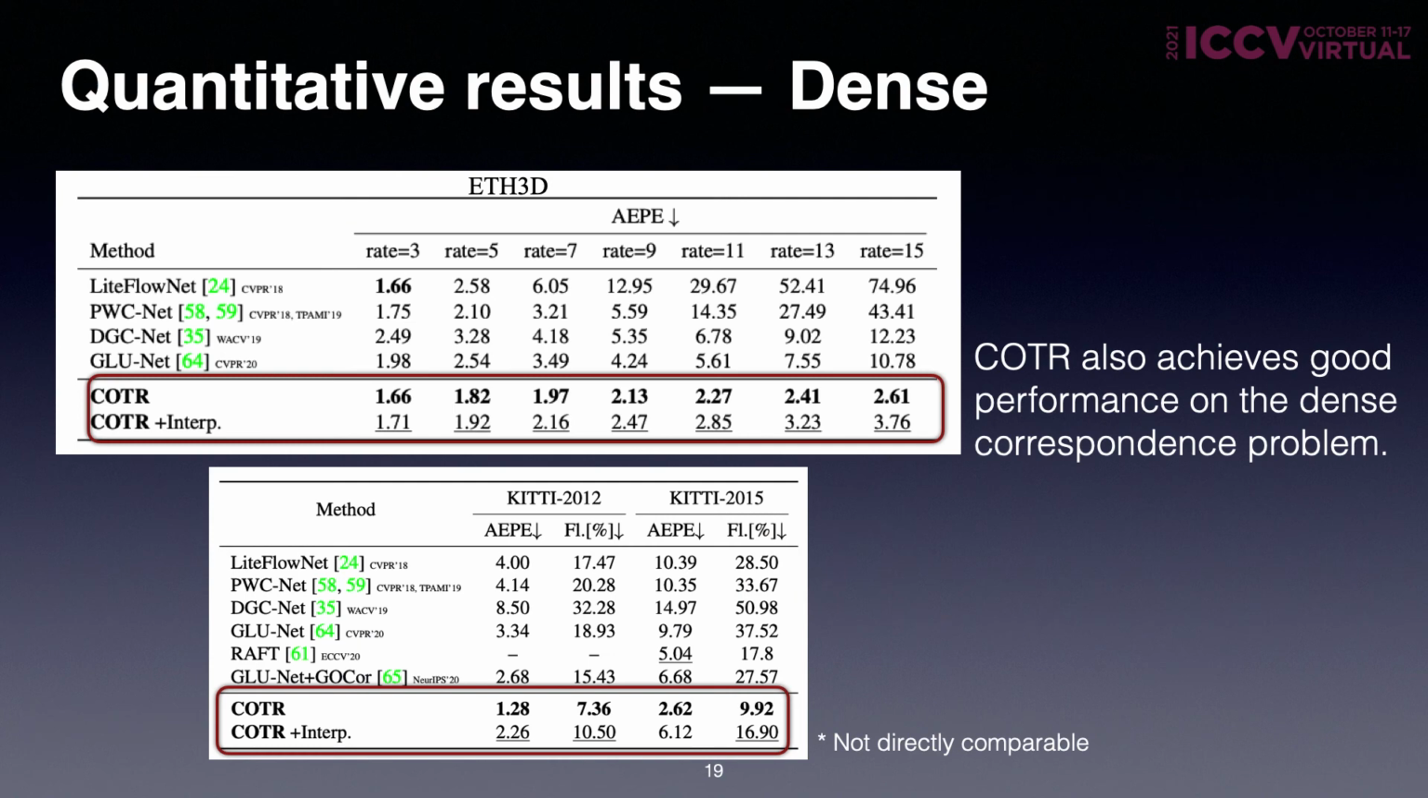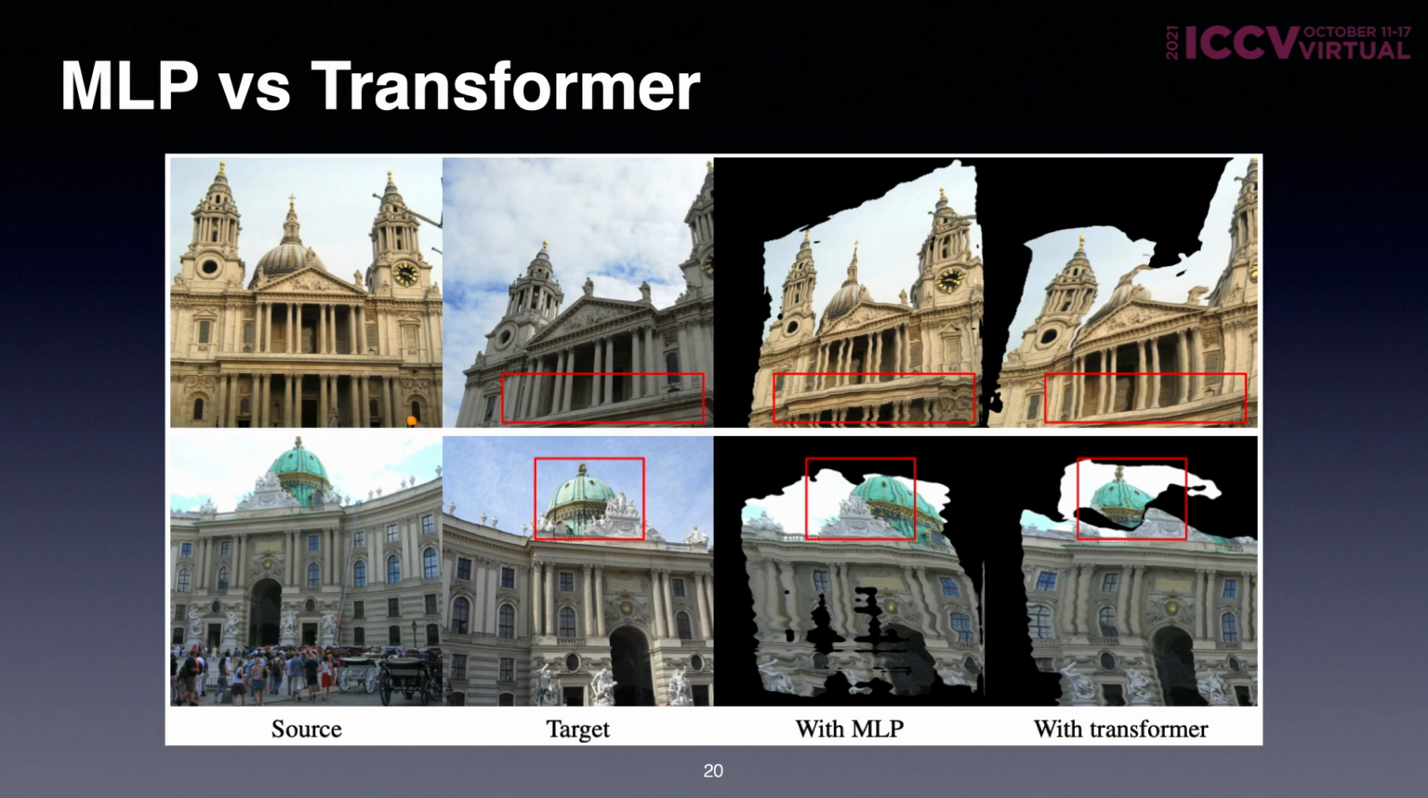Here we show the quantitative results on the dense correspondence datasets, like ETH3D and KITTI. COTR also achieves SOTA performance compared with other dense methods, and shows far less performance degradation when the frame interval increases in the ETH3D dataset. We also trained a variant that replaces the transformer with an MLP.